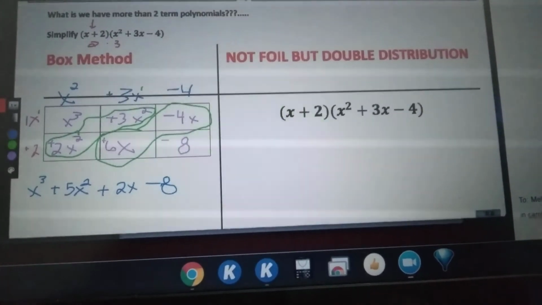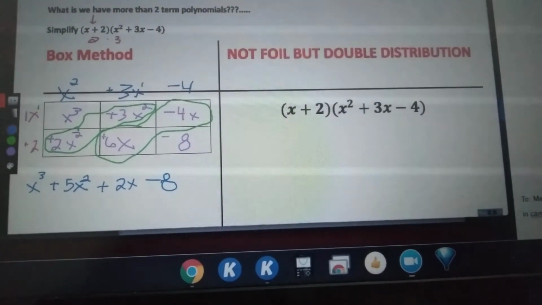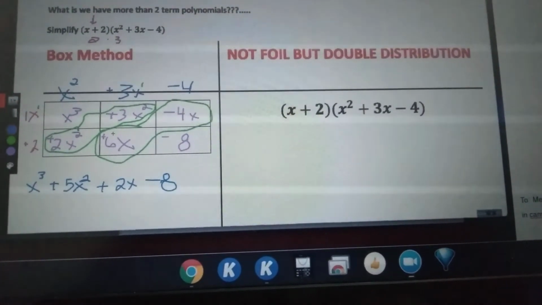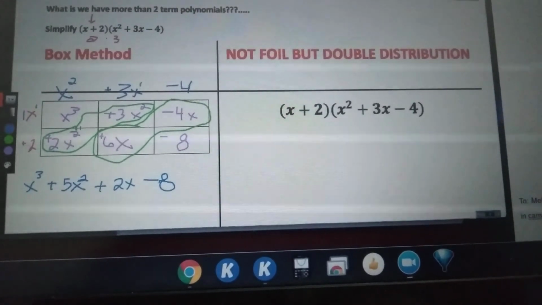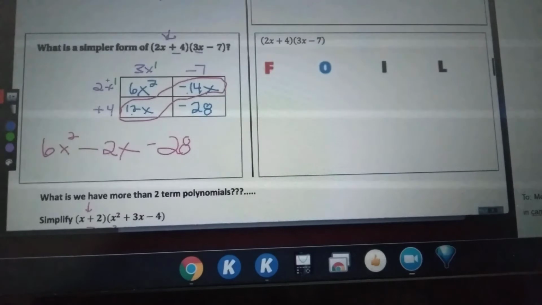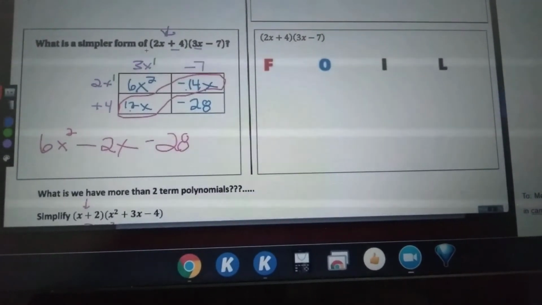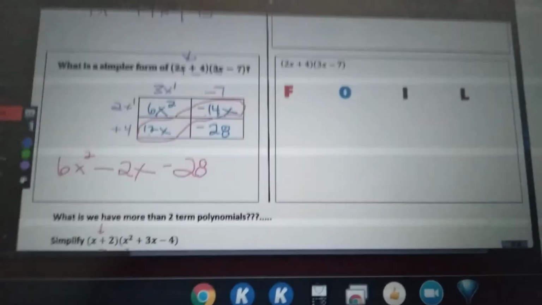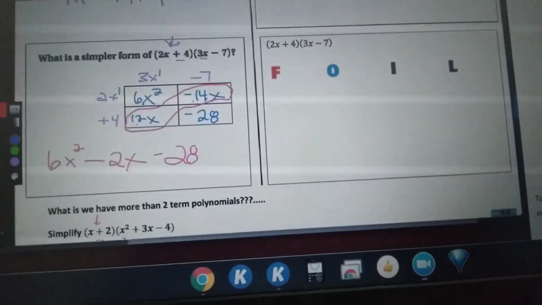Hold on, I have a question. 2x on the side with the plus 4. Where, are you talking about the last problem, David? Okay, last problem, yes. 2x plus 4 on the side. The first binomial goes on the side. Everybody understand?